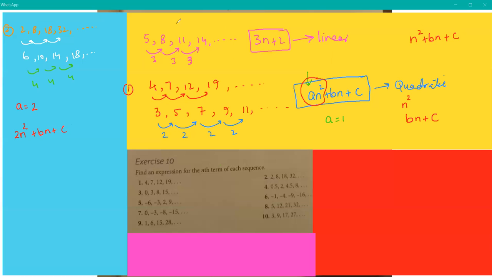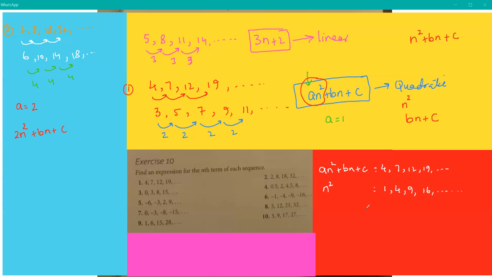Let me do this first for you and then you can try the second. Bacho, this is your an squared plus bn plus c, which is going to be 4, 7, 12, 19. Let's write the n squared over here. What will be n squared? 1, 4, 9, 16, and so on.